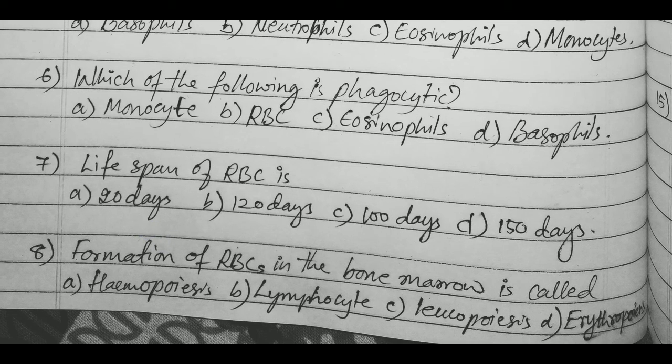Leukopoiesis is the process of production of leukocytes. Erythropoiesis refers to the formation of erythrocytes. RBC are also called erythrocytes. So the right answer is D here, that is erythropoiesis.